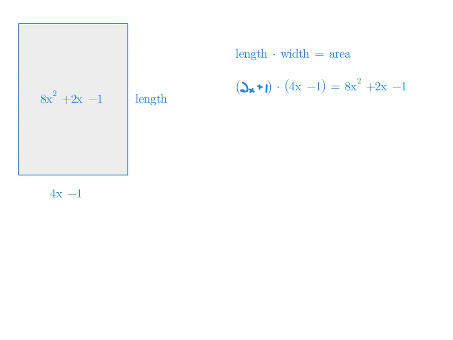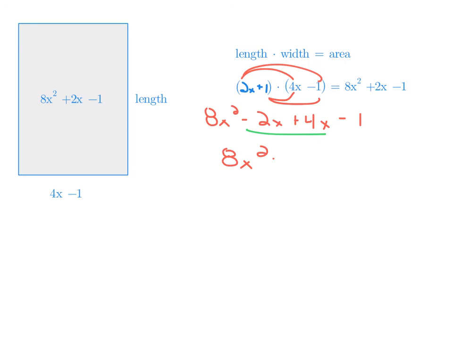And if you wanted to be sure that you were right, you can just FOIL it and check. If we FOIL it, we say 2x times 4x, 8x squared. 2x times -1, -2x. 1 times 4x, 4x, a positive 4x. And then 1 times -1, -1. These two are like terms and will combine together. And what you get as a result is 8x squared plus 2x minus 1. And that's obviously what the answer is because that's what they gave us.